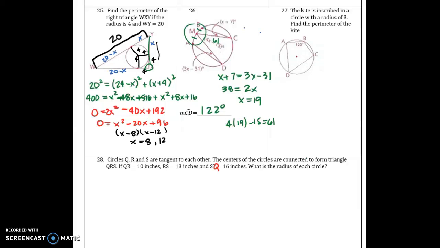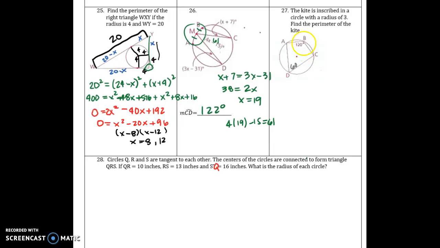So for this problem, it says the kite is inscribed in a circle and a radius is 3. We want to find the perimeter of the kite. So one important thing to note is that whenever you have a quadrilateral inscribed in a circle, the opposite angles equal 180. So that means that this angle is 60.